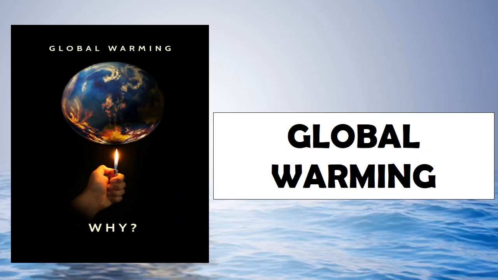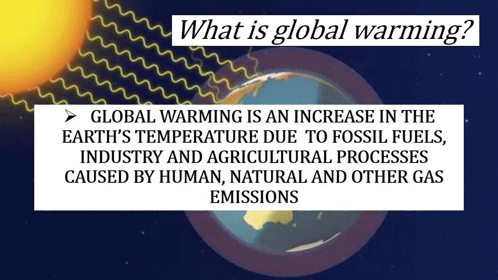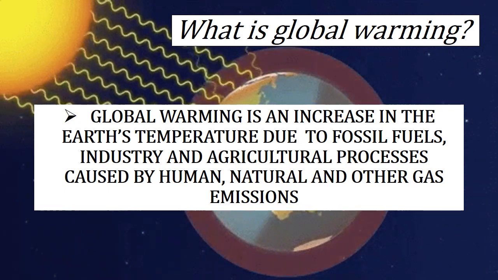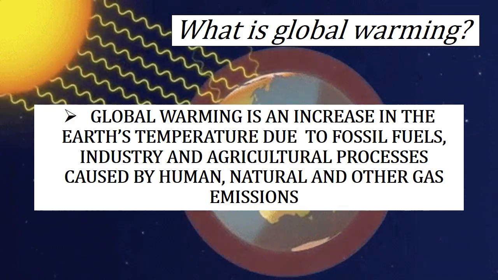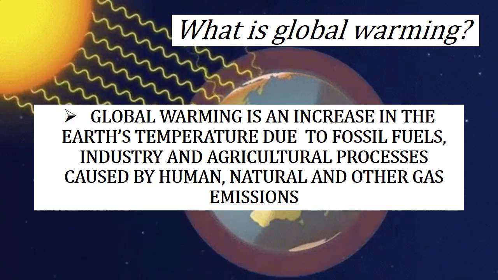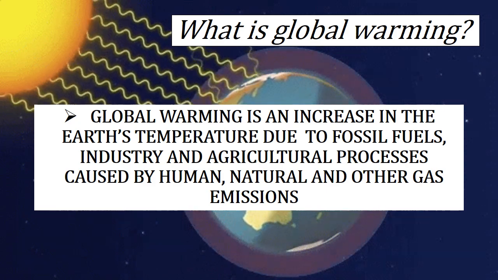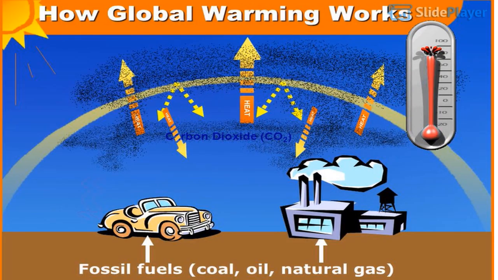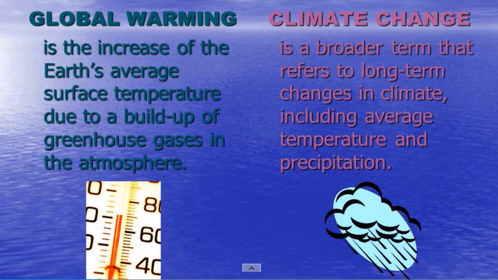Global warming. What is global warming? Global warming is an increase in the Earth's temperature due to fossil fuels, industry and agricultural processes caused by human, natural and other gas emissions. How global warming works: fossil fuels, coal, oil, natural gases. Global warming is the increase of the Earth's average surface temperature due to a buildup of greenhouse gases in the atmosphere.